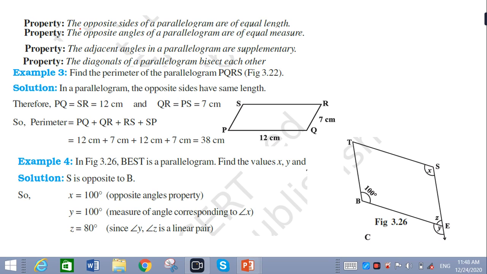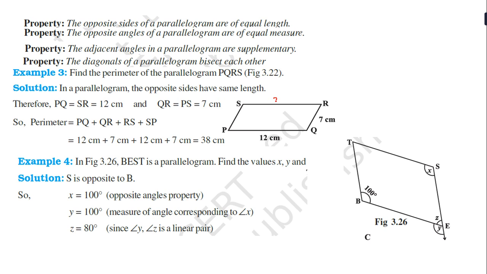Properties. Opposite sides of a parallelogram are of equal length. So if you see that PQRS is a parallelogram, opposite sides have equal length. So we can say here it is 12. Another property: opposite angles of a parallelogram are of equal measure. So here it is 100. So we can say it is an important property.